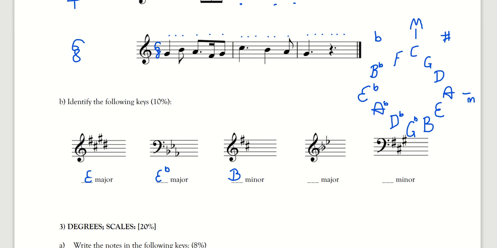Then we've got another major chord here. We've got 2 flats, so I'm sure it's easy to work out by now. We know that we need to add on 2 flats, so 1, 2. So we go twice counterclockwise around the circle of fifths, and we get to B flat major.